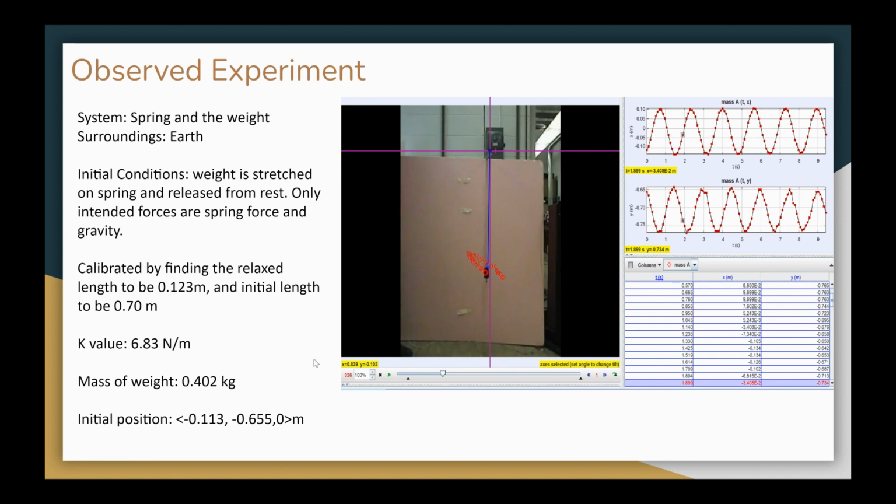We calibrated this data by finding the relaxed length of the spring and the initial length of the spring with the weight on it. And we found the K value to be 6.83 newtons per meter. This is the mass of the weight and the initial position. And on the side, we can see the data for the X position and the Y position. And here is our system in the middle.